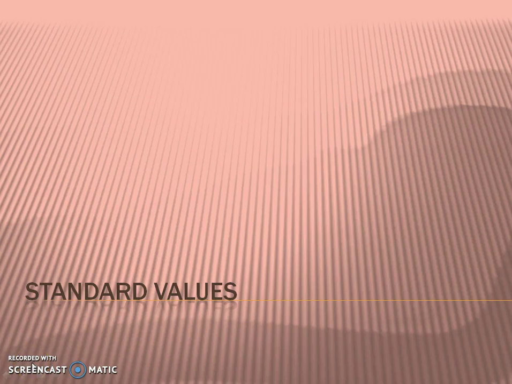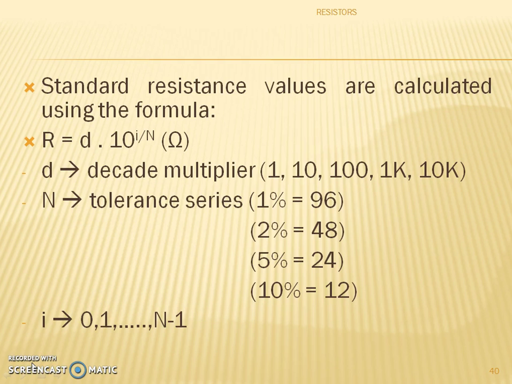Now in this video class we are moving on to the standard values and we'll be covering the color coding. The standard resistance values are calculated using the formula R is equal to D into 10 raised to I by N. The unit is ohm, where D is a decade multiplier. It can take the values 1, 10, 100, 1K, 10K, etc. And N is a tolerance series.